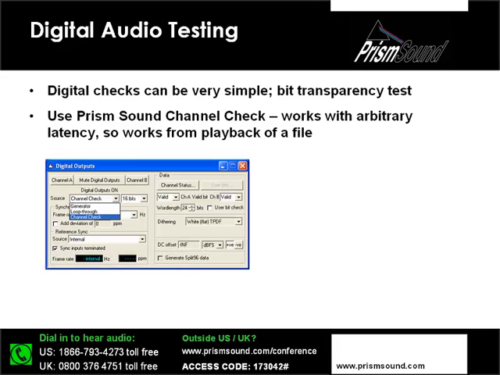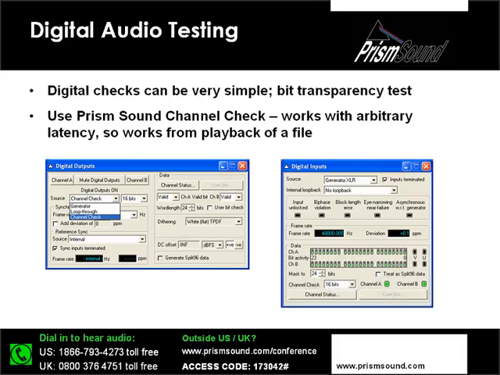If you are a Dscope user, and a number of you on the session today are, then this is how you go about setting up a transparency test. You go to the digital outputs and select the channel check sequence rather than the generator as your source for your digital audio data. At the analyzer side, you simply dial in the channel check for the number of bits that you are attempting to test. In my case, it's a 16-bit device, so I'm using the 16-bit channel check sequence.